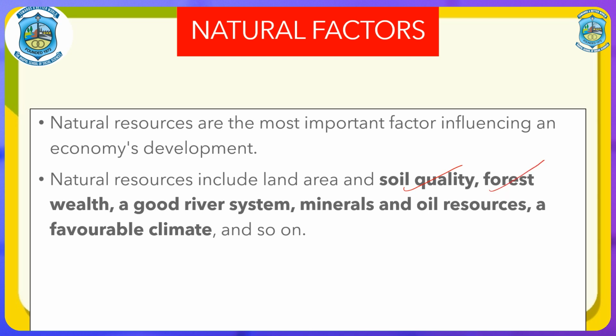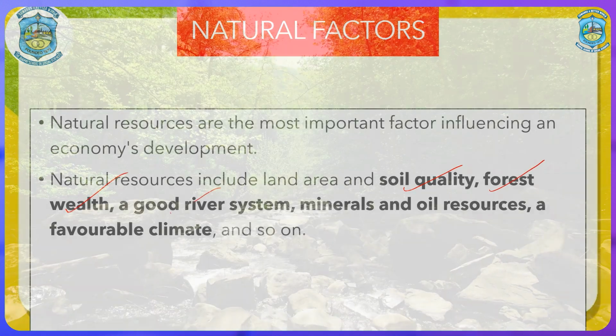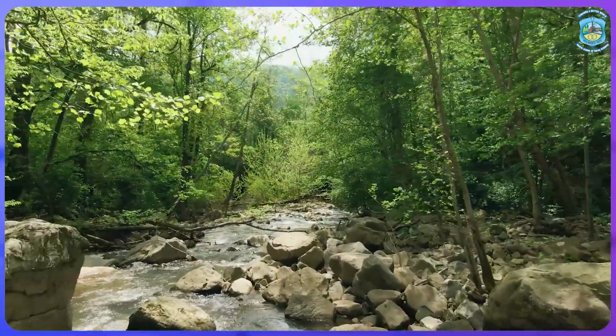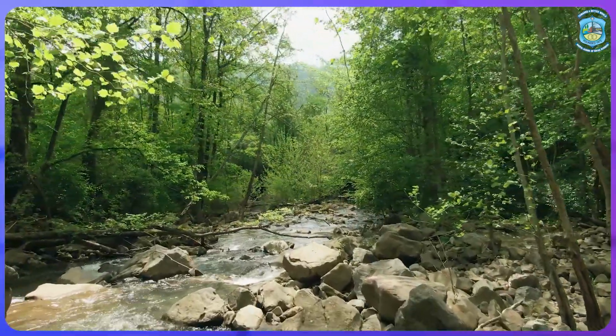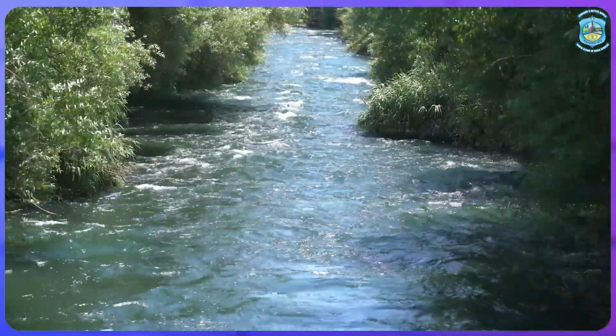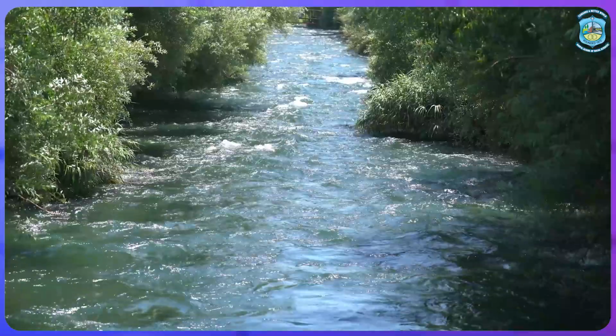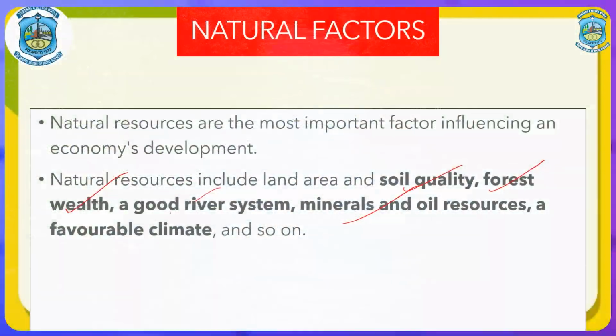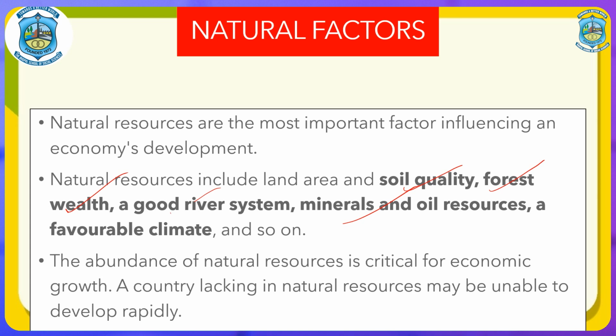The second one is forest wealth. The third one is a good river system. Again, we live in Madhya Pradesh and the lifeline of Madhya Pradesh is the Narmada. So that's how, if we use this river resource, we can increase economic development, and also the mineral and other resources which could lead to natural factors. The abundance of natural resources is critical for economic growth. A country lacking in natural resources may be unable to develop rapidly.